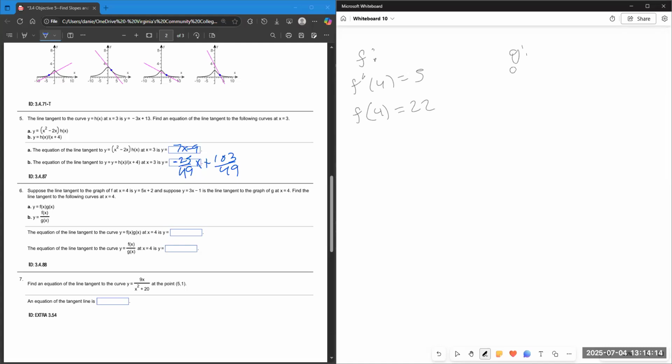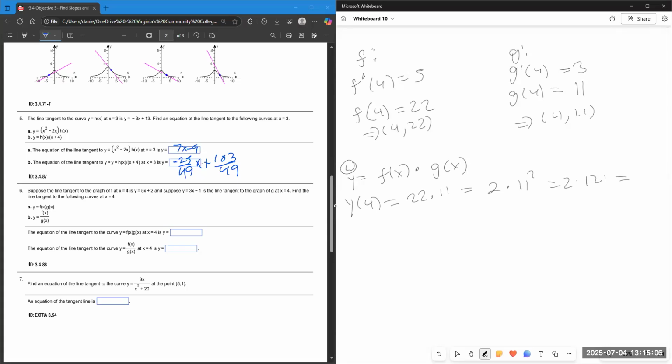So for g, g prime of 4 is 3, and g of 4 is 12 minus 1, which is 11. Excellent. Okay, so I have the point 4, 22, and I have the point 4, 11 here to think about. I want now y equals f of x times g of x. So y of 4 is going to be 22 times 11. 2 times 11 squared is 2 times 121, which is 242.